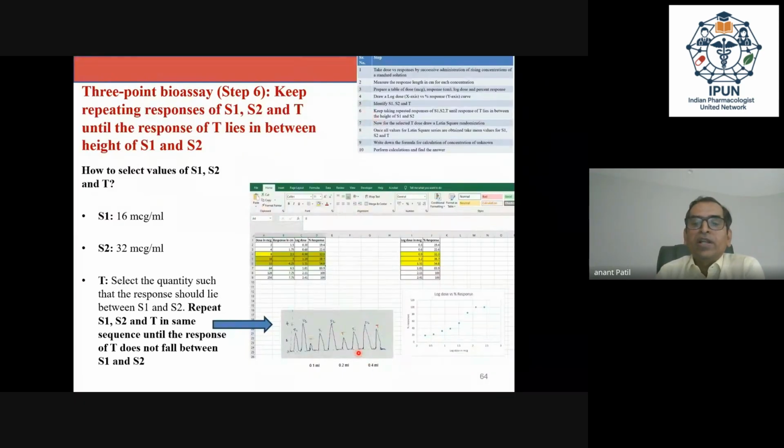So now, with step number 6, I have everything. I have S1, S2, I have T. How did I come to T? The T should be falling between S1 and S2. How did I make sure that it is falling between these two? By increasing successive concentrations until I find a number which falls in between these two. Now these are 3 concentrations. Remember these 3 concentrations: 16, 32 and 0.4, because these numbers are useful for calculation, putting into the formula. So I'm going to use 16, 32 and 0.4.